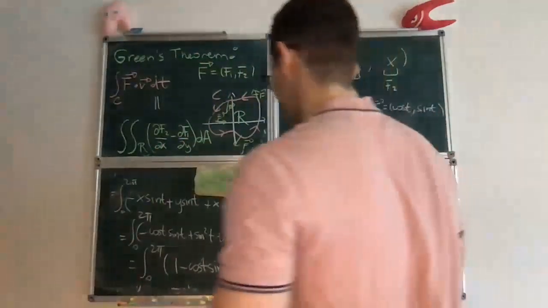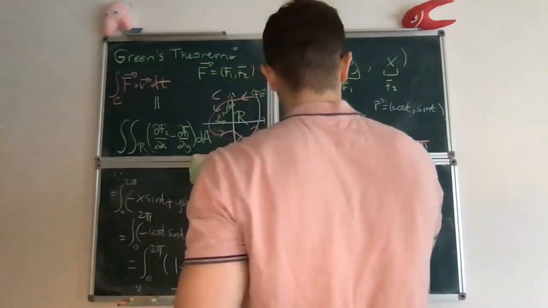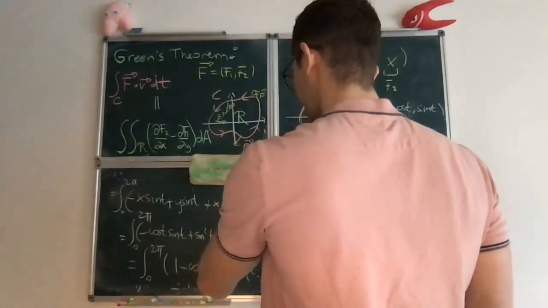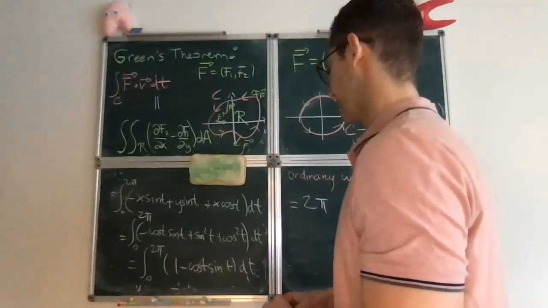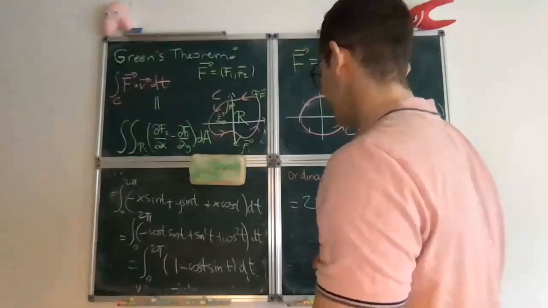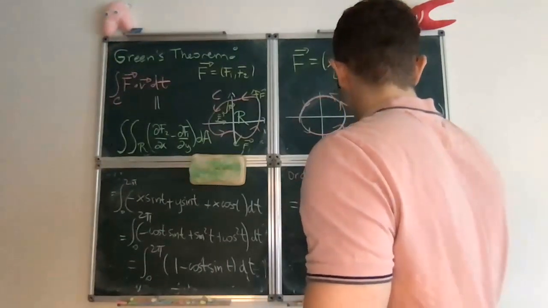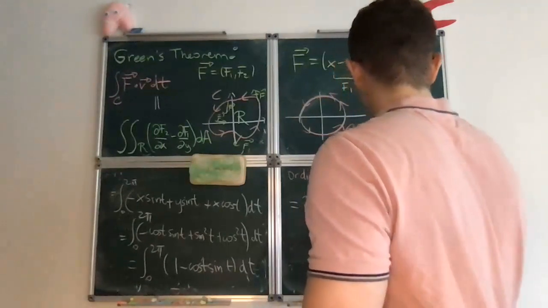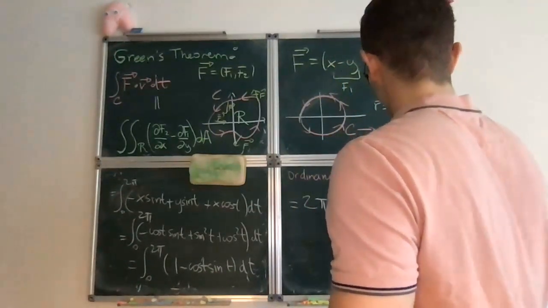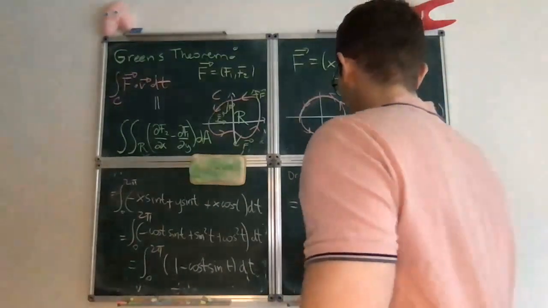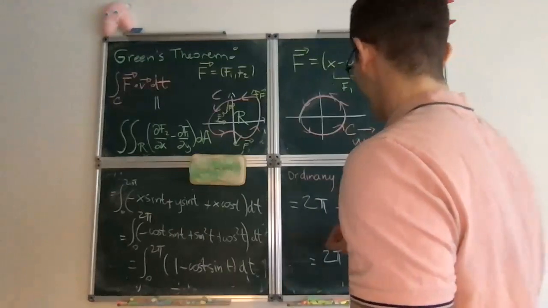And well, the first integral is just 2 pi, and the other integral, what's the integral of this? You can make a substitution, like say u equals sine of t, and so it's like minus sine squared of t over 2 from t equals 0 to t equals 2 pi, and that just gives you 0. So you get 2 pi, which is the same that we found before.